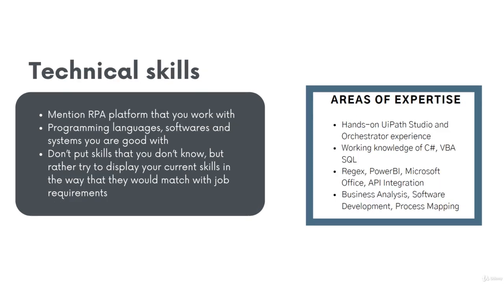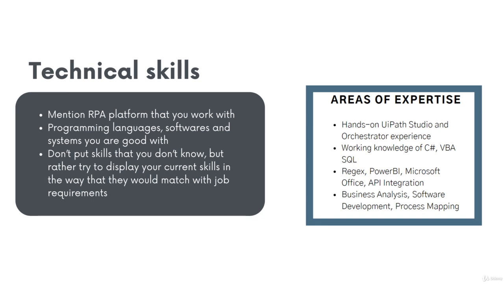Next 2 sections describe your skills. Try separating technical skills and other knowledge. For technical skills, first mention RPA platforms that you work with, like UiPath, Automation Anywhere, or any other. Next, mention languages you use, like C#, SQL, and VBA, and other technical skills you have.